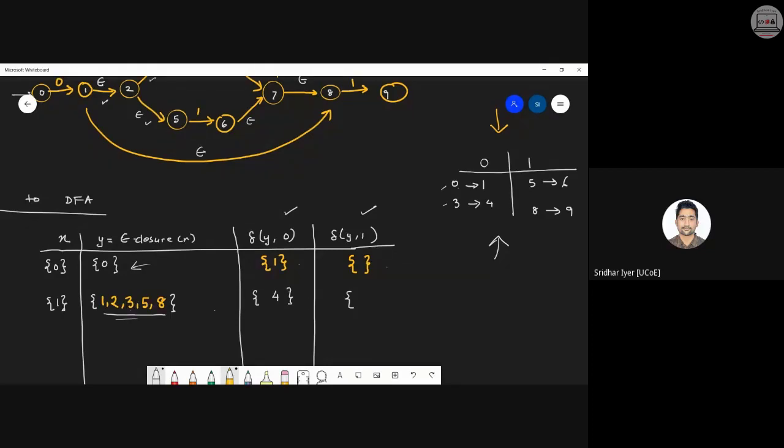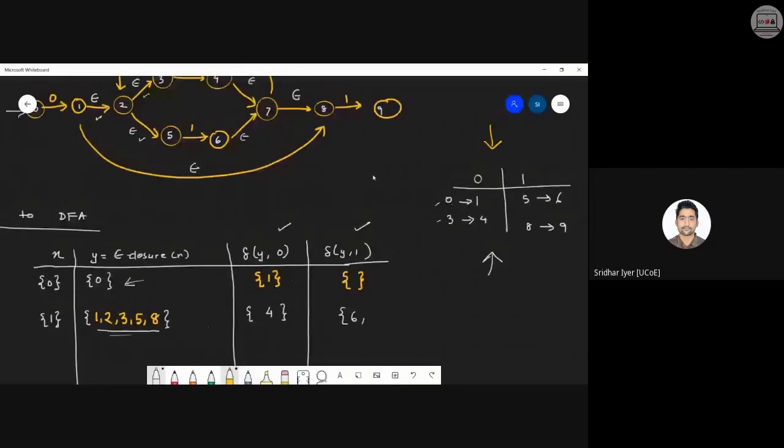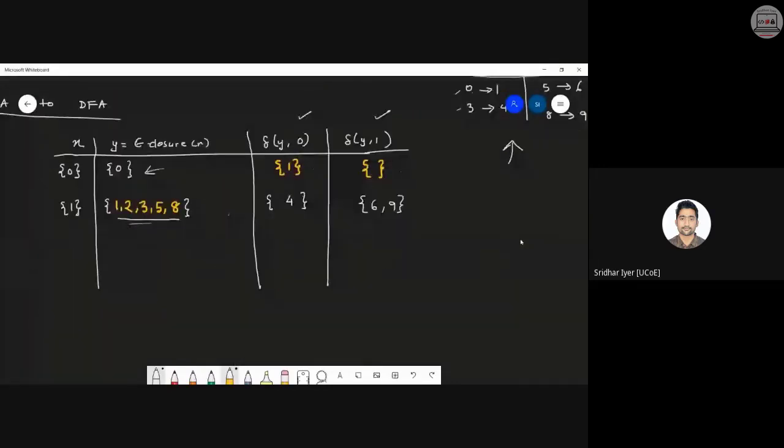Similarly, for input 1, check whether 5 or 8 is present in the set. Yes, both are present. Where is 5 going? 5 is going to 6 and 8 is going to 9. So simply write that. Clear with this? This is a shortcut for solving the various inputs and what the transitions corresponding to them are. Clear? So can we move ahead?